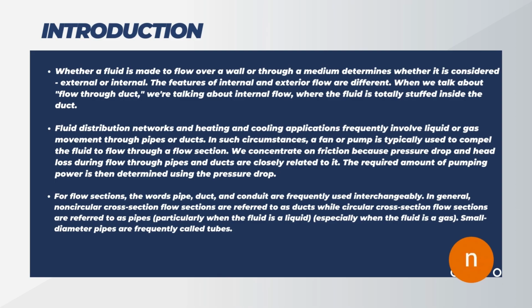In such circumstances, a fan or pump is typically used to compel the fluid to flow through a flow section. We concentrate on friction because pressure drop and heat loss during flow through pipes and ducts are closely related to it. The required amount of pumping power is determined using the pressure drop. For flow sections, the words pipe, duct, and conduit are frequently used interchangeably. In general, non-circular cross-section flow sections are referred to as ducts, while circular cross-section flow sections are referred to as pipes, especially when the fluid is a gas. Small diameter pipes are frequently called tubes.